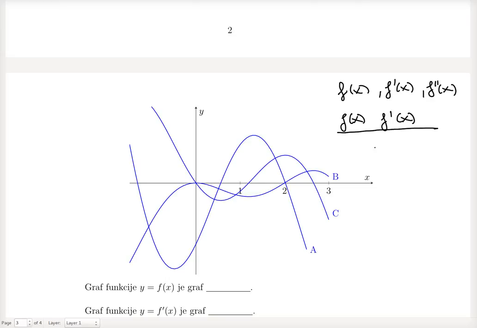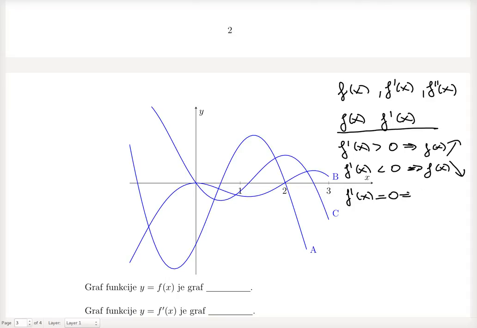So what we know is that if f prime of x is more than 0, then f of x increases. And if f prime of x is less than 0, then the function decreases. So it goes down, and the graph has to go down. And if f prime of x is equal to 0, then we have a maximum, local maximum, or local minimum.